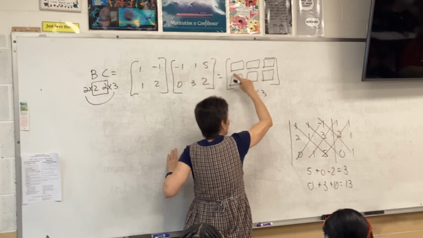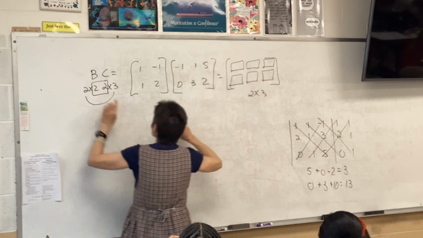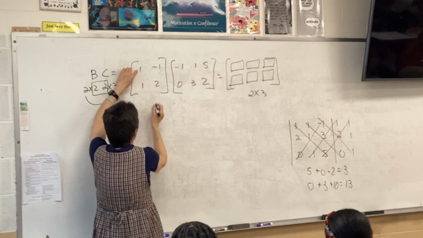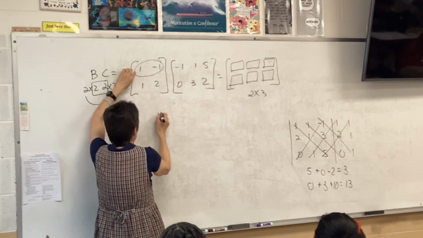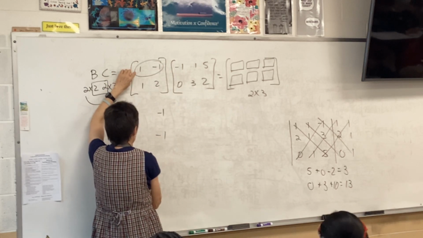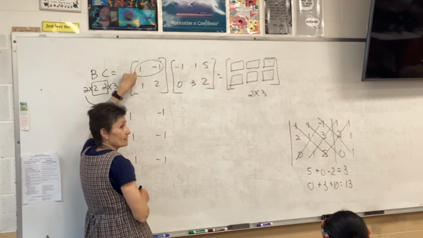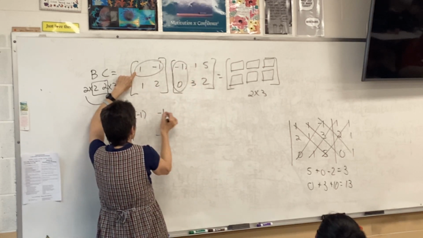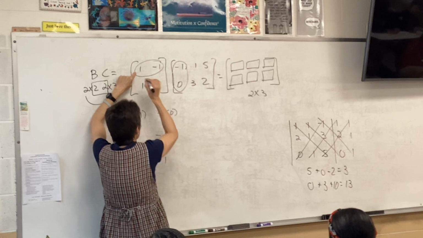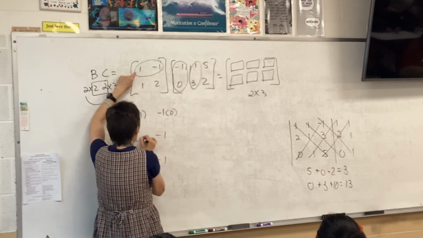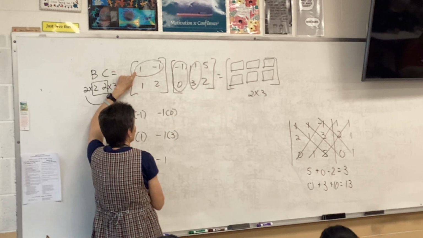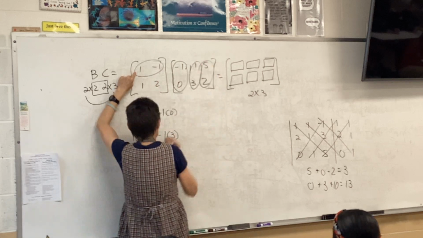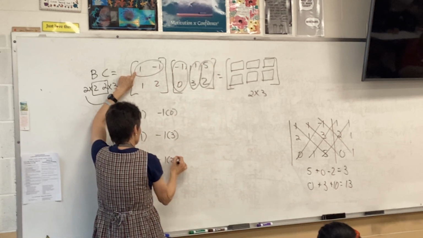This top row of numbers is found by using this top row right here. So we have 1, -1, 3 times. We have 1, -1 for the first column. We have 1, -1 for the second column. And we have 1, -1 for the third column.